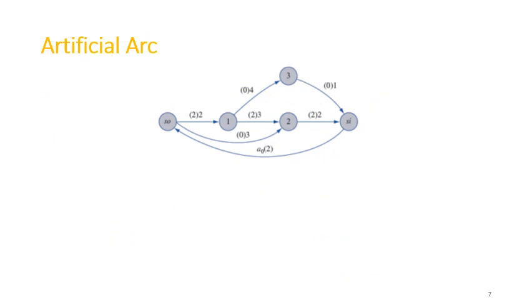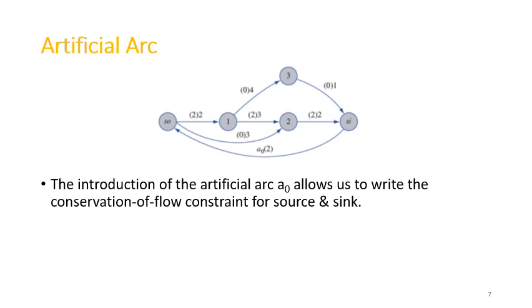Now let's revisit a bit about the artificial arc. We need to have an artificial arc A0 because it allows us to write the conservation of flow constraint for the source and sink. This conservation of flow constraint is the one that says anything that goes into a node must be exactly the same as anything that goes out from that node. Without this artificial arc, we cannot define that constraint for the source and sink.